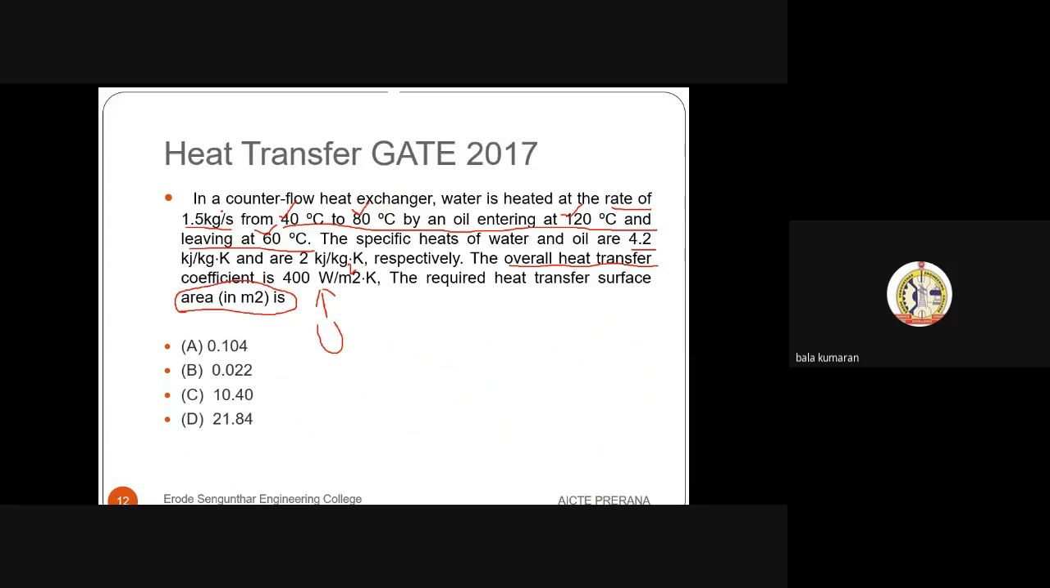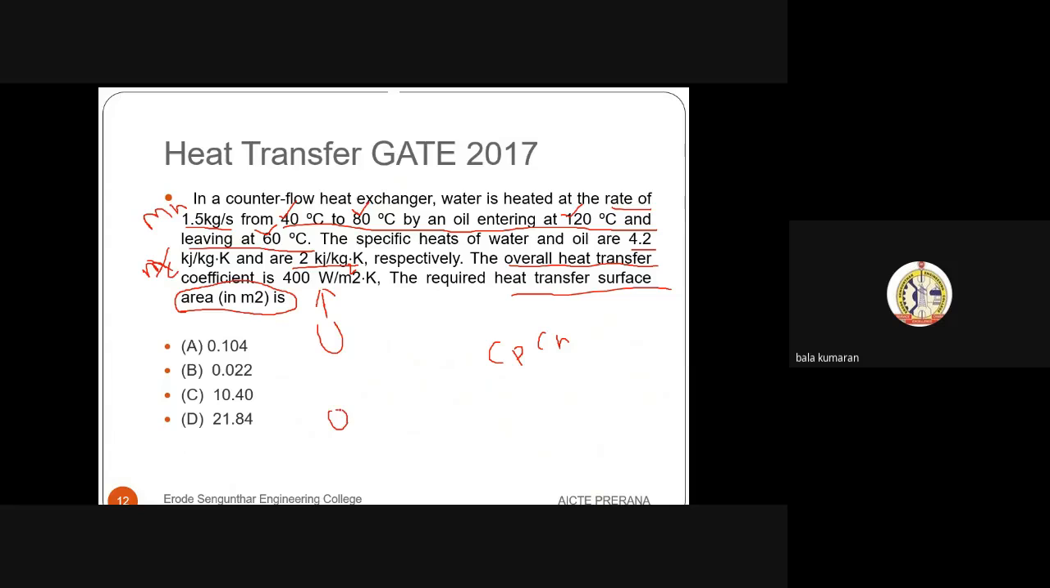This mass comes for hot, that is M H, and this mass comes for M C. And the specific heat of the water. This is specific heat, that means Cp and Ch, or Cc and Ch. You can take it whichever way you are studying. And the heat transfer area has been asked, so for this we are going to find the formula first.